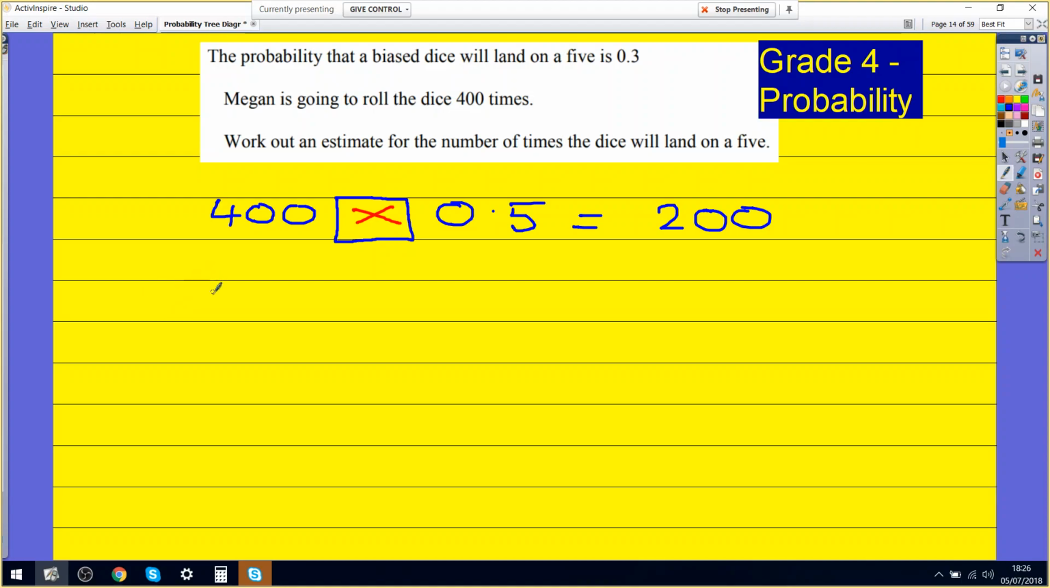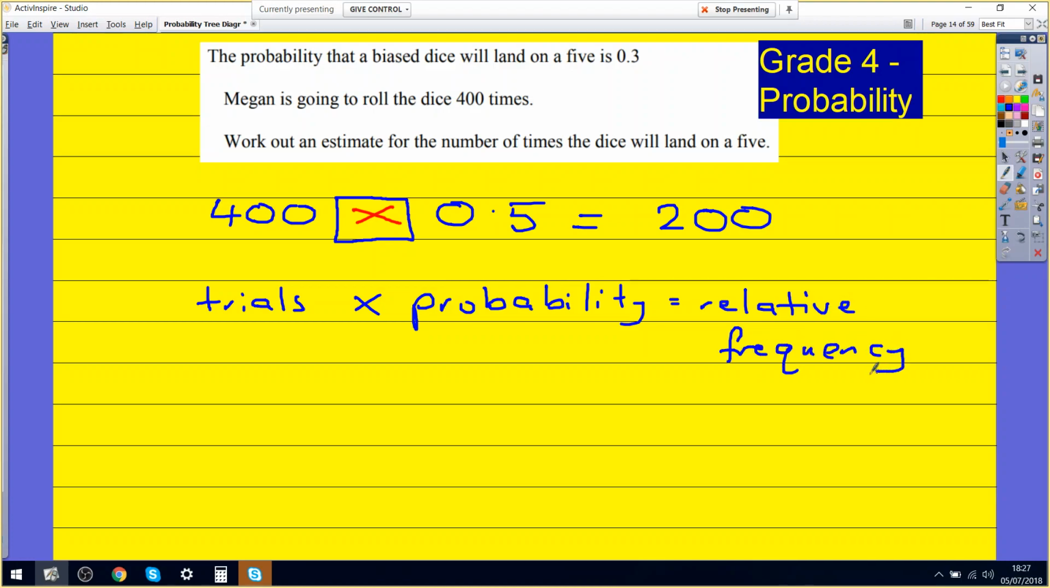Yeah, it's times. So for these, 400 is the number of trials. So it's the trials times the probability. And that gives you this 200, that's called the relative frequency. So basically how many times it will happen. Frequency is how frequently something happens. So what would you put into the calculator for this question? 400 times 0.3.